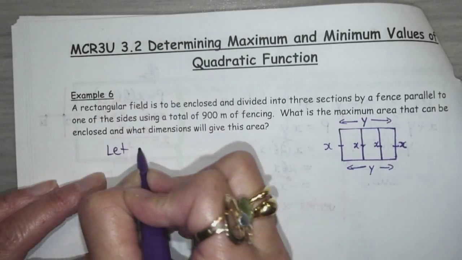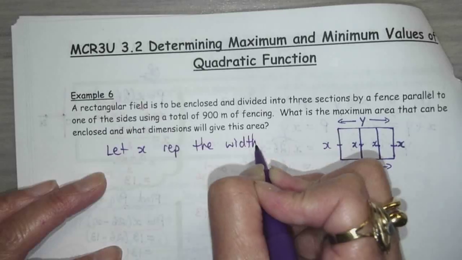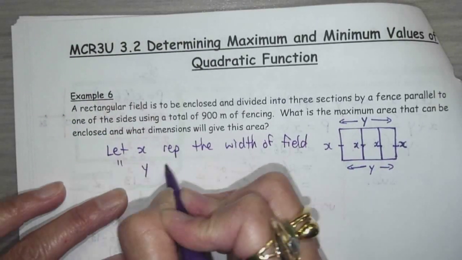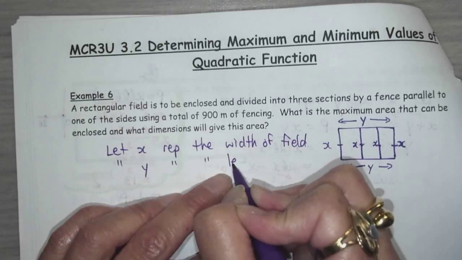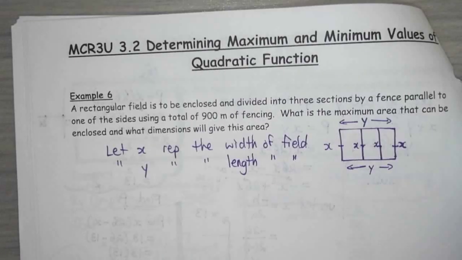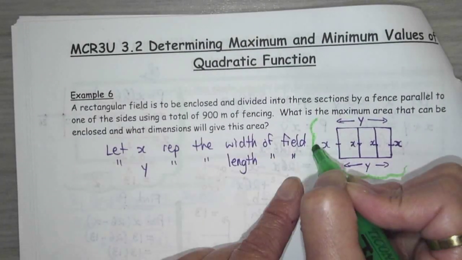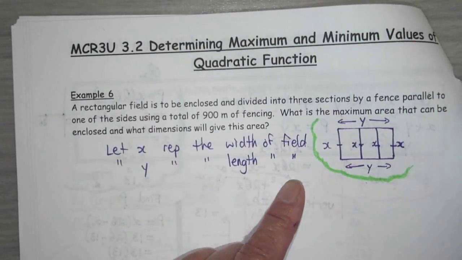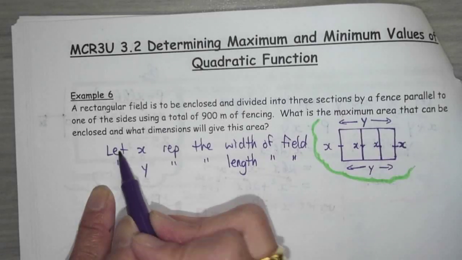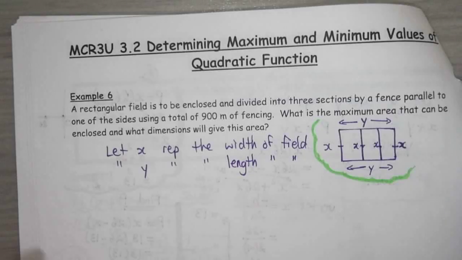So let X represent the width of the field. Just a simple sentence. Let Y represent the length. I use these little tick marks, so you're allowed to use them with me. Again, the diagram was optional, so I'll put that over here. Optional there. I use this tick mark. The tick mark means the word right above: represent the of field. You can do that with me if you want.